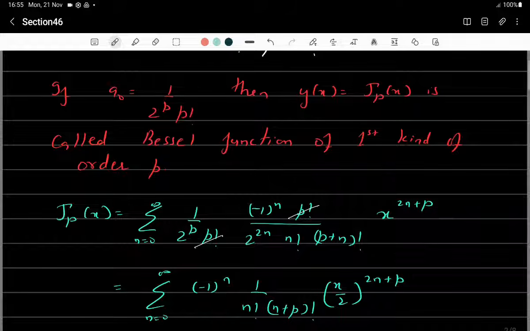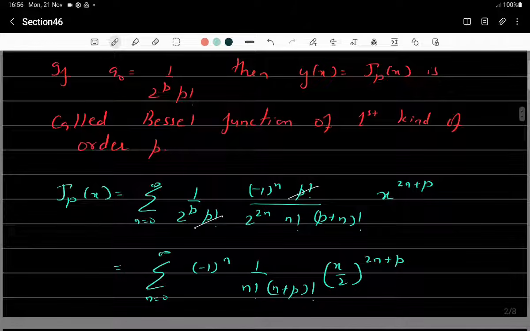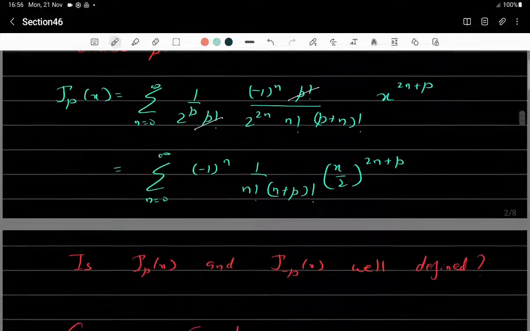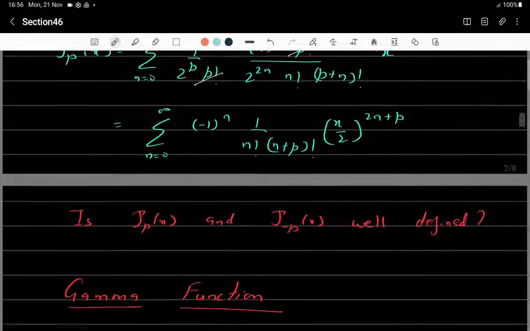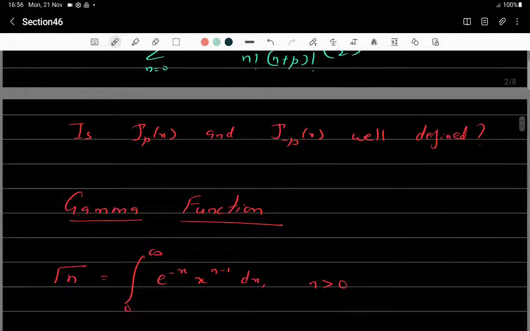If we consider p to be a positive integer, then there is no problem. But other than the integer, there may be a problem. So to understand whether n plus p factorial is well defined for non-integer terms, we will introduce the concept of the gamma function. So gamma n is defined as the integral from 0 to infinity of e raised to the power minus x, x raised to the power n minus 1 dx, where n is strictly greater than 0.